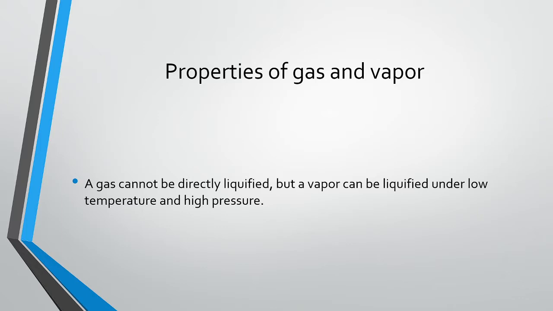So we can say from this information that a gas can be liquefied in vapor form under low temperature and high pressure. So these are the main properties of a gas and vapor. We have to remember that very carefully. So we have obtained the knowledge about gas and vapor.